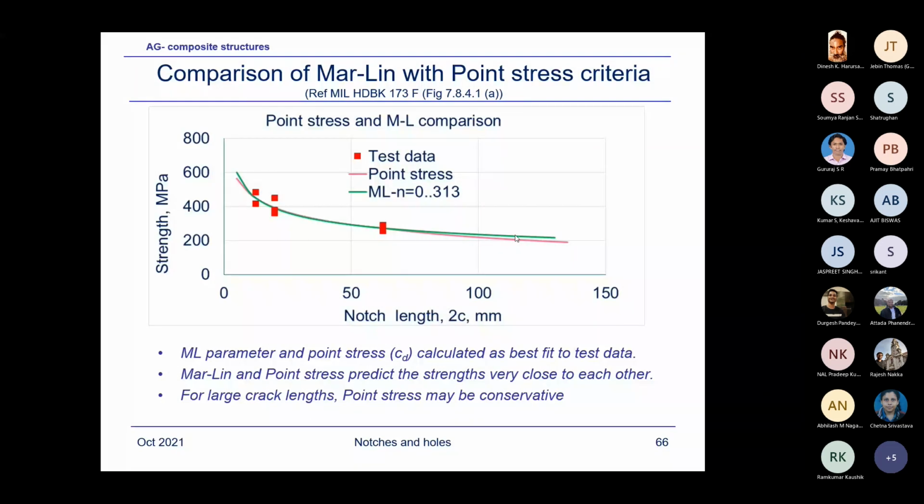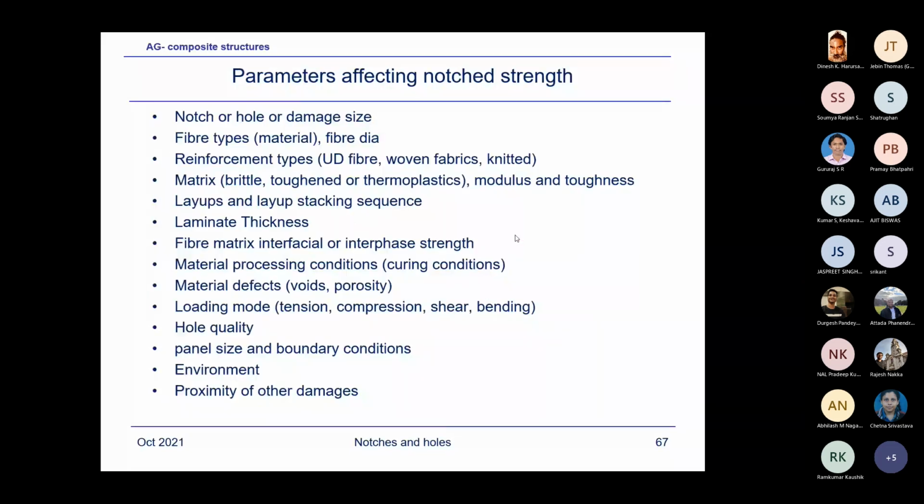Okay, next one. I've just written, in fact, most of the time I've been talking about parameters affecting the notch strength. Anyway, I'll just read out what is there. Notch strength is affected by several parameters like notch or hole, damage size, fiber type, fiber diameter, reinforcement types, whether it's a UD fiber, woven fabric, knitted, all these, basically material dependent.